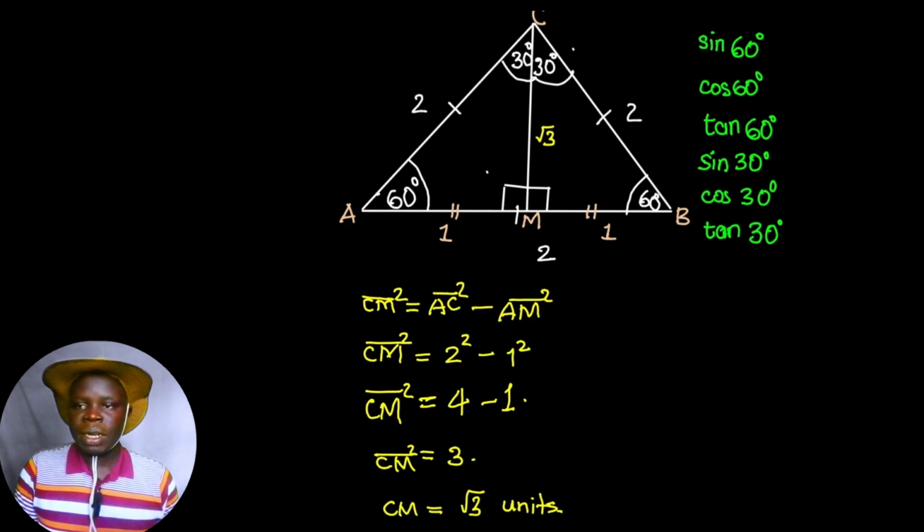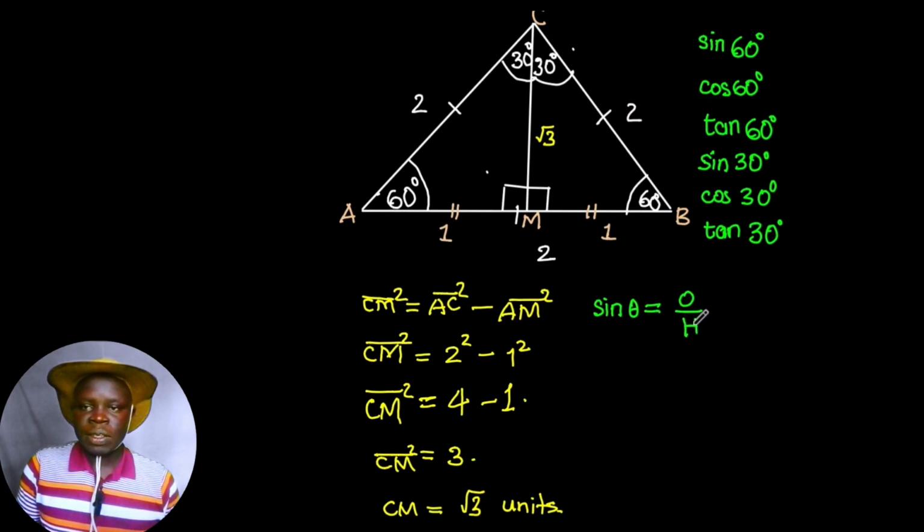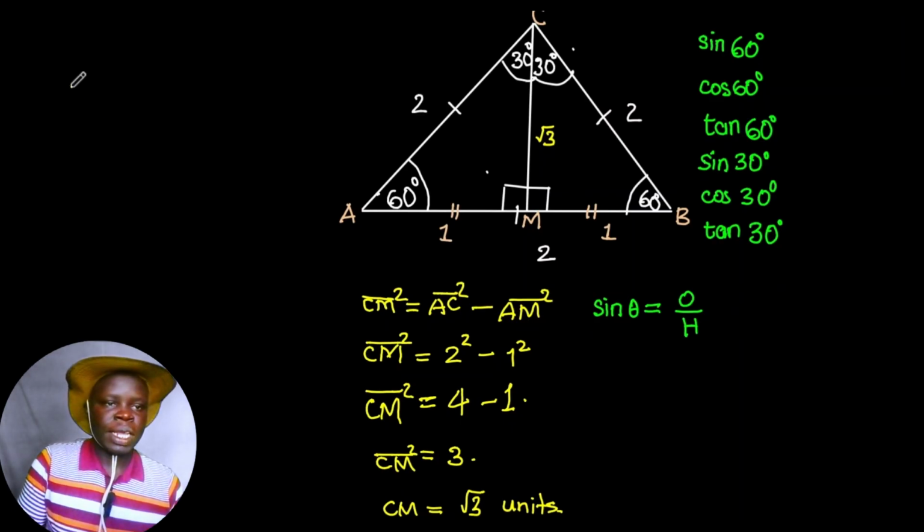And remember, last time we talked about these three ratios in our first video, where we say that for any given angle theta, sine of theta is defined by opposite over hypotenuse, from the right-angled triangle. So here we have SOH for sine, CAH for cos, and TOA for tan.